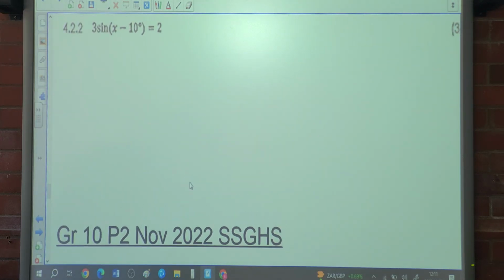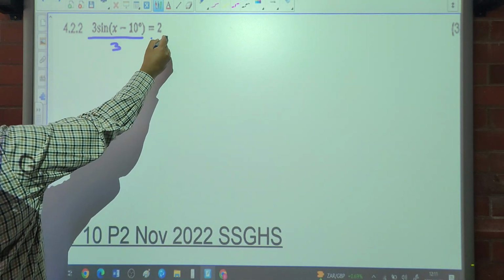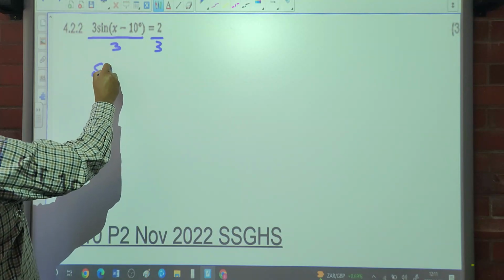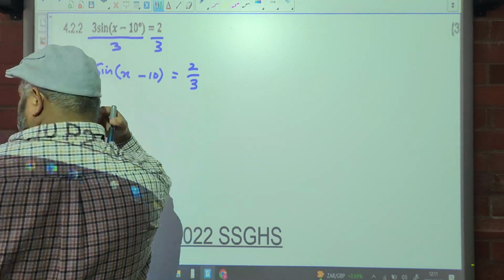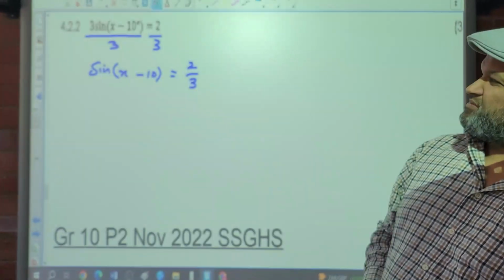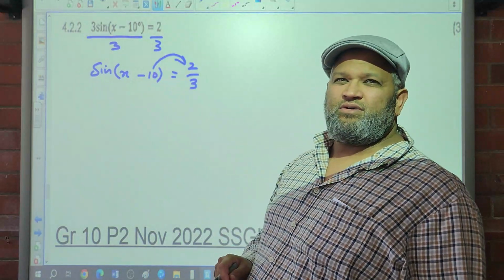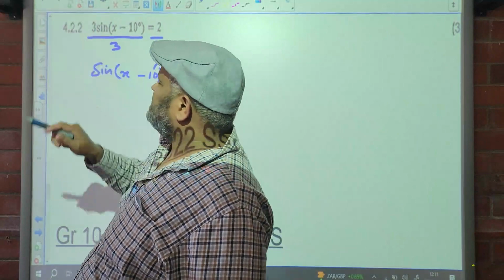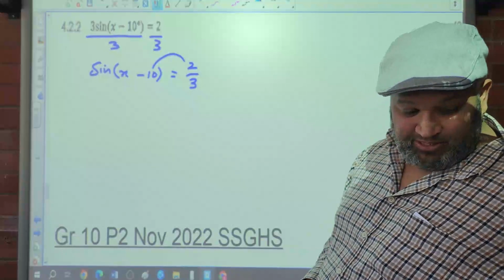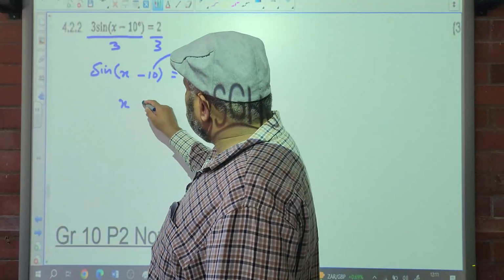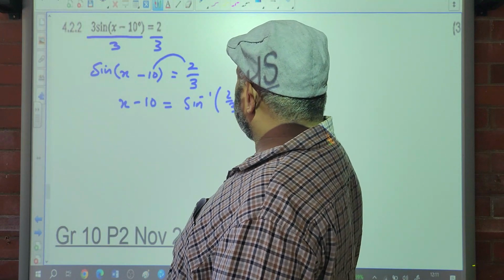Okay, 4.2.2. So what do we have to do first? Divide by 3 on both sides. So tan of x minus 10 is equal to 2/3. The paper and the memo can be found in the description box below. Okay, people, we can't take this 10 over the equal sign. We must first take arcsin to get this angle on its own. So we say x minus 10 is equal to arcsin of 2/3.